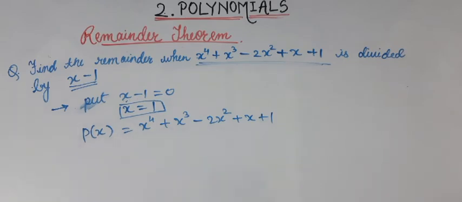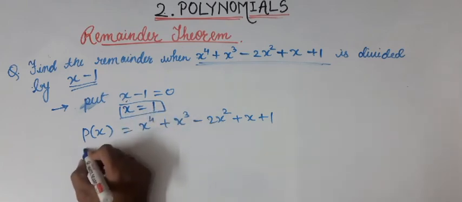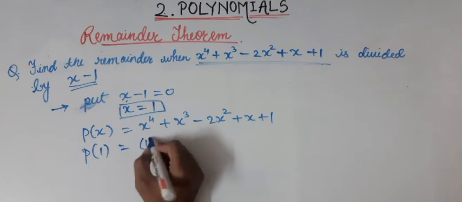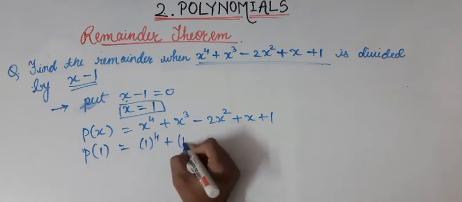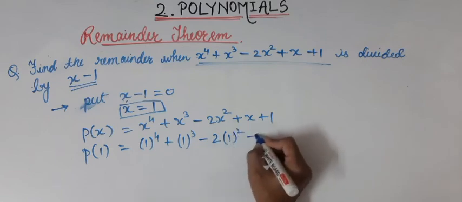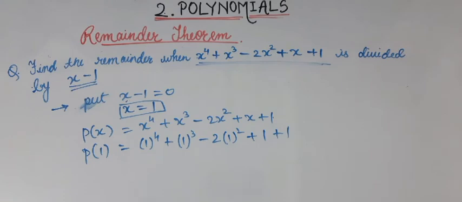Now replace the x of the dividend by the zero of the divisor. So what will you get? Zero is 1, so P of 1. So replace x equal to 1 everywhere in that polynomial. What will you get? 1 raised to 4 plus 1 raised to 3 minus 2 into 1 square plus x means plus 1, and that plus 1 as it is.